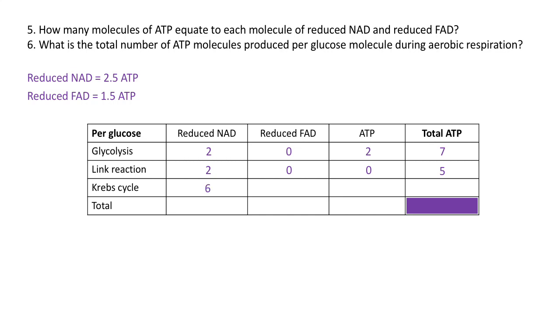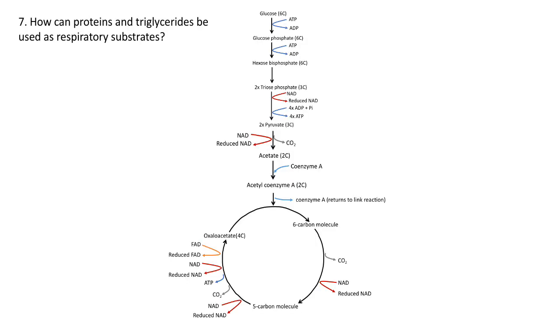And from the Krebs cycle, and so in total with those numbers we get 20 ATP from the Krebs cycle. So we can total those up for each. And if we do the maths for that, from a single glucose molecule during aerobic respiration, 32 molecules of ATP are produced. So let's move on to the answer for question 7.